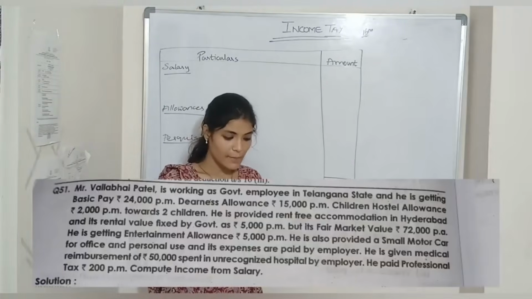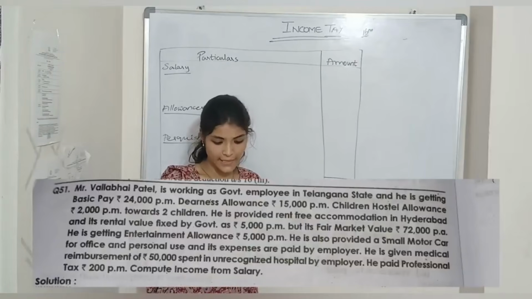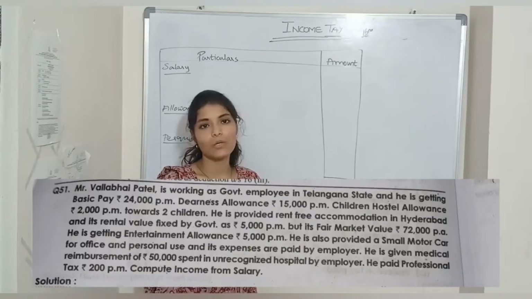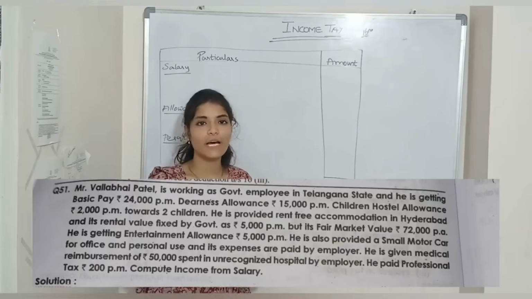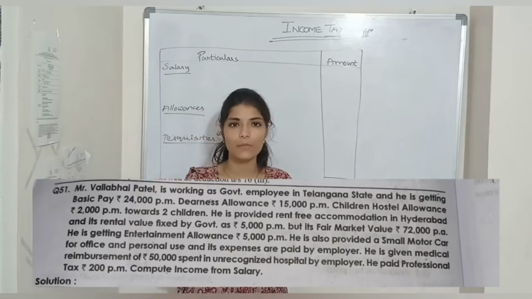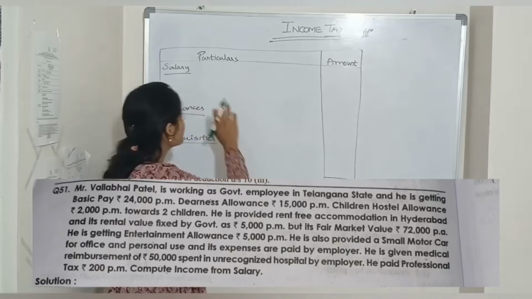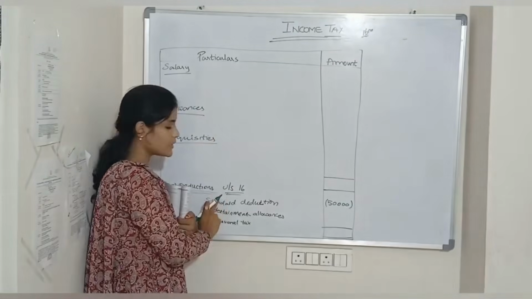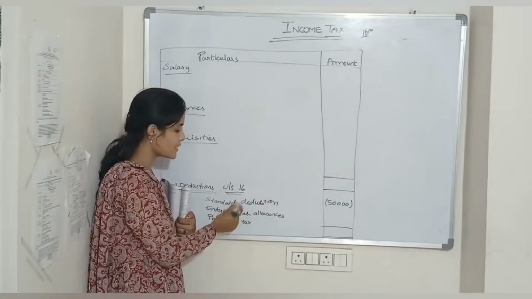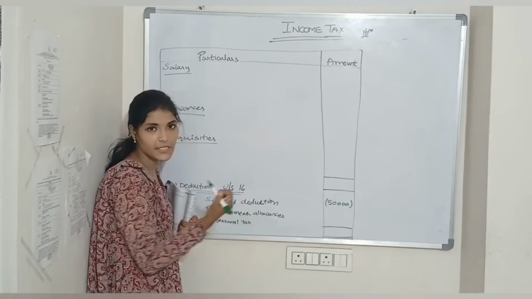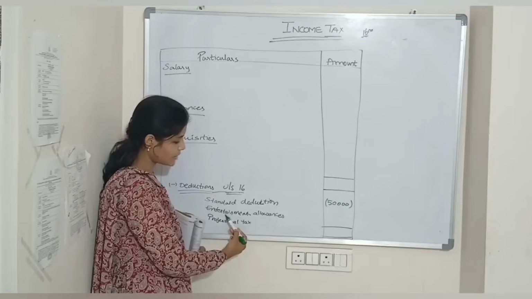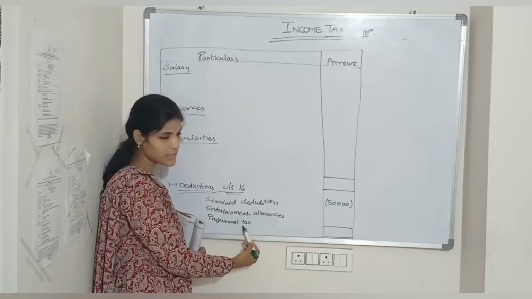Here the question is, Mr. Vallabhai Patel is working as a government employee in Telangana state and he is getting basic pay. In our previous video we have already discussed the proforma. In the proforma we will have salary, allowances, perquisites, and deductions under section 16. In deductions under section 16 you will have 3 deductions, that is standard deduction, entertainment allowance, professional tax.